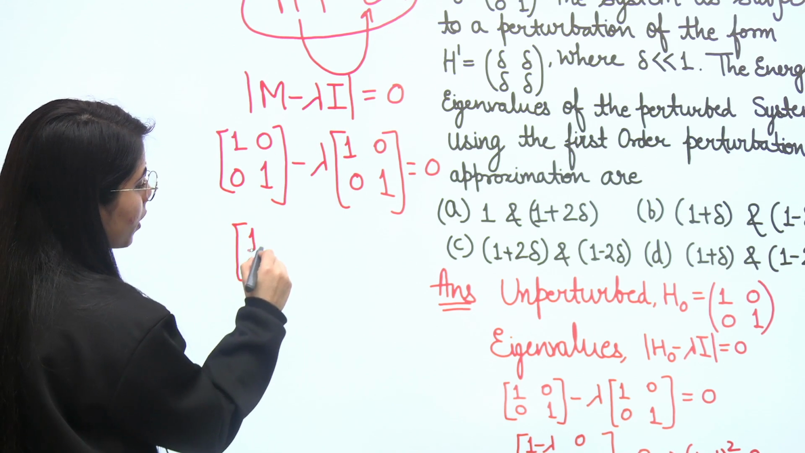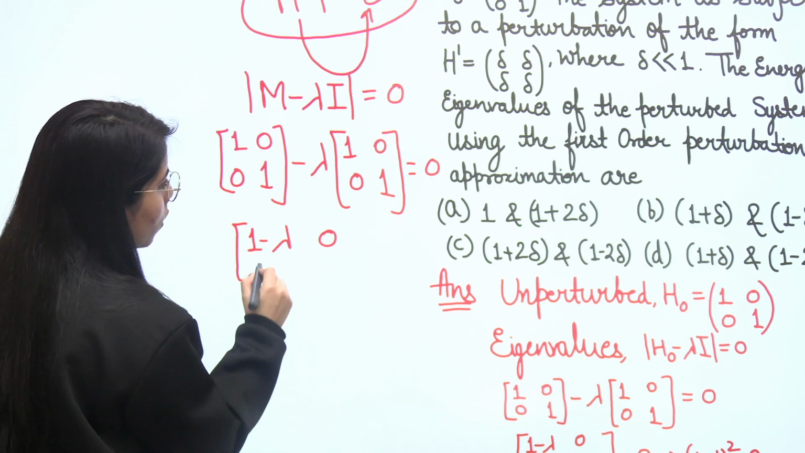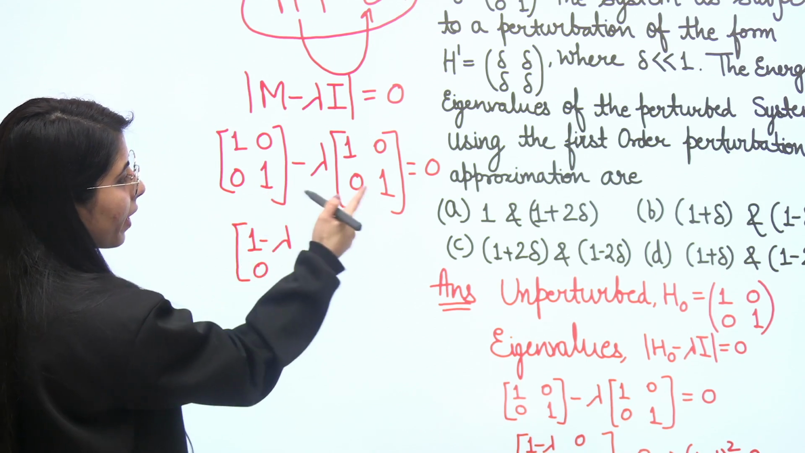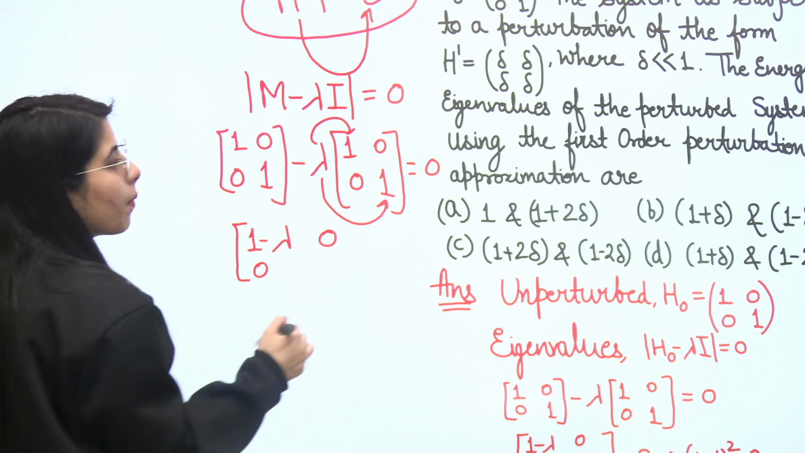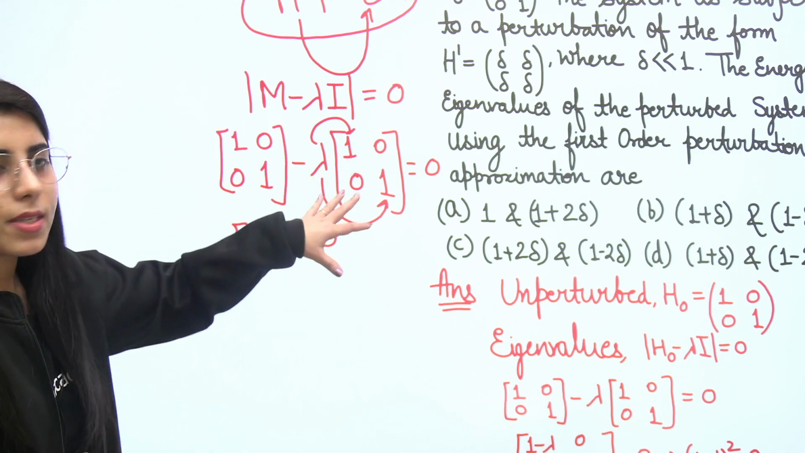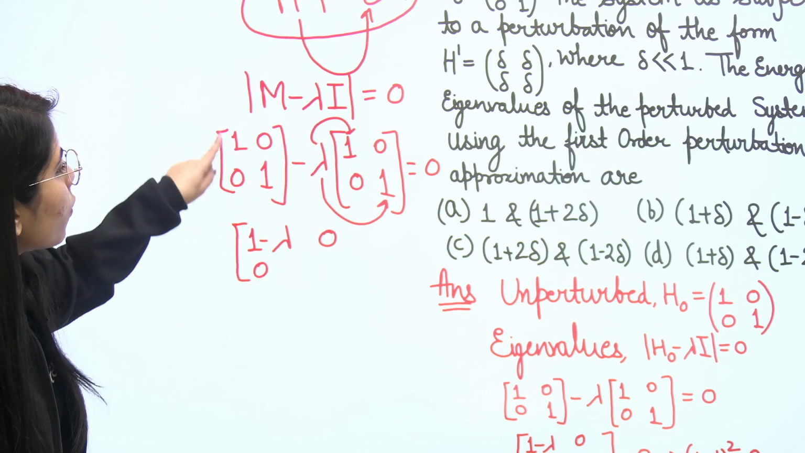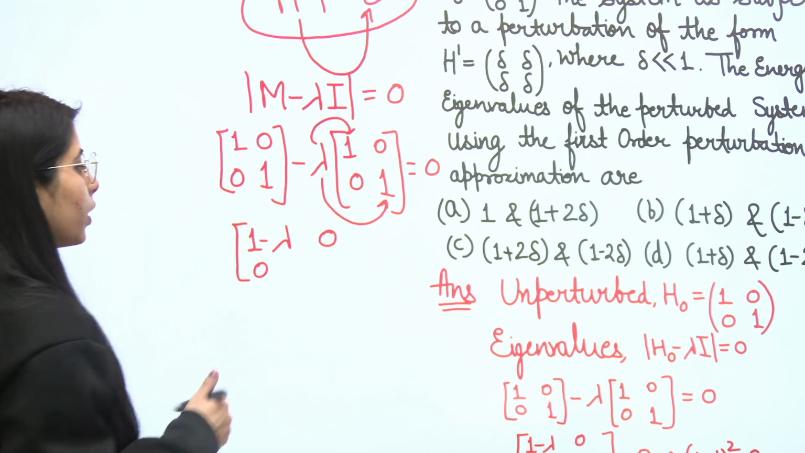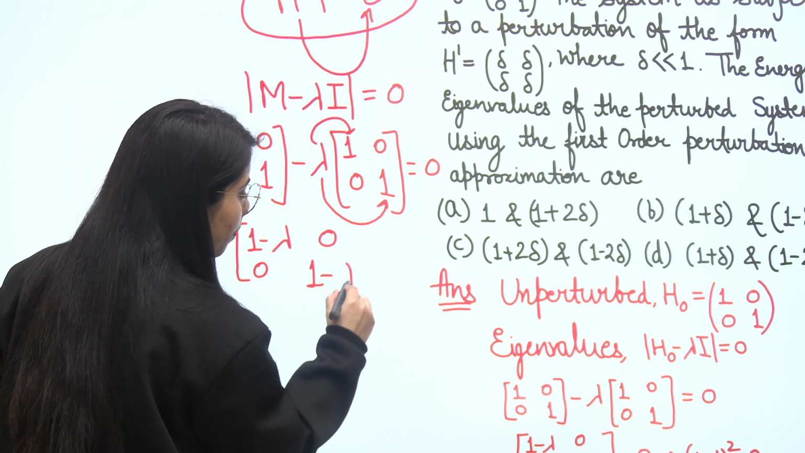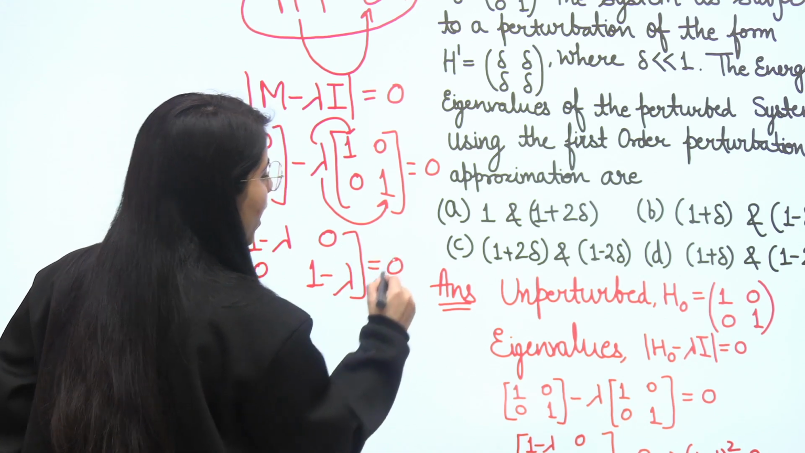Now, if we simplify it, what will we get? We get 1 minus lambda, 0, 0, and here 1 minus lambda, because this lambda will get multiplied with this term and this term, because all other terms in this matrix are 0. So only from the principal diagonal part we have to subtract this lambda, and we are going to get this matrix.